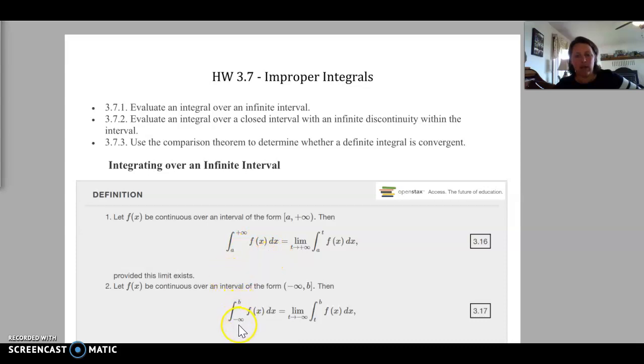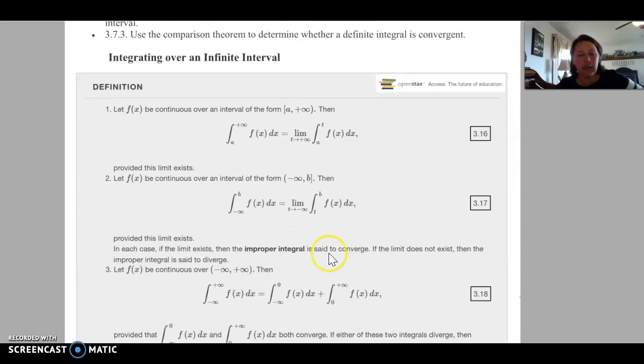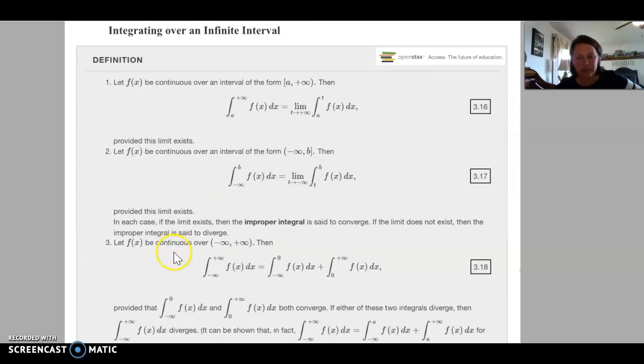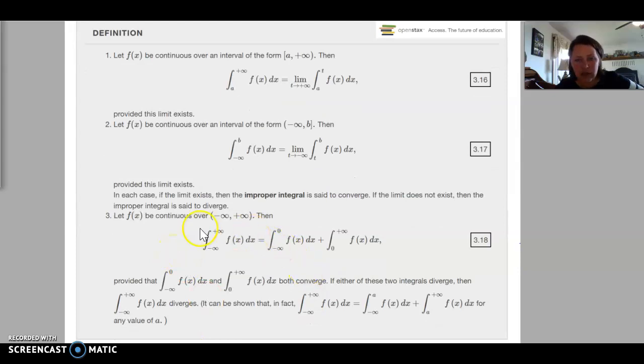So as long as that limit exists, we can get an answer. Also, same thing if it's negative infinity. If we have an equation from negative infinity to b, then we just take out that negative infinity, replace it with a t, and take the limit as t approaches negative infinity of that integral. Again, provided that that limit exists. So in each case, if the limit exists, then the improper integral is said to converge. If the limit does not exist, then the improper integral is said to diverge.